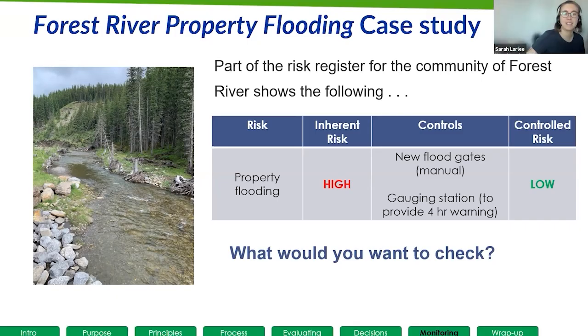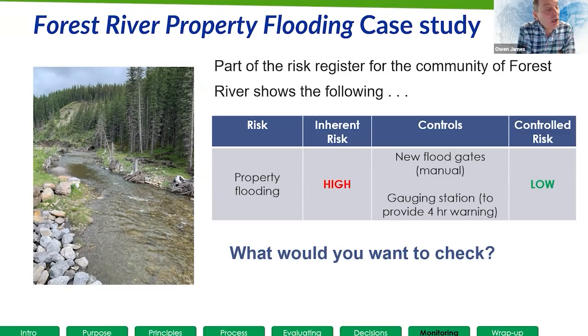Got a few coming in. Conduct regular maintenance, making sure that the gauging station has duplicity in case of failure or improper calibration. Yeah. So these are good ones. Oh, Jeremy's got a good one. Making sure that 4 hours is enough warning time. Yeah. Checking back on that, yeah.